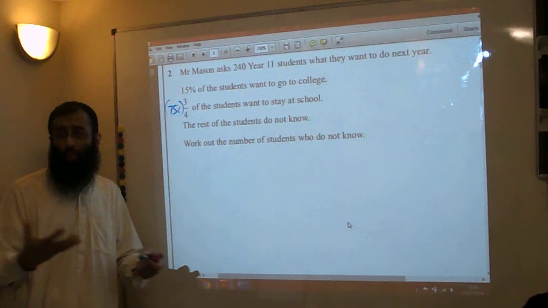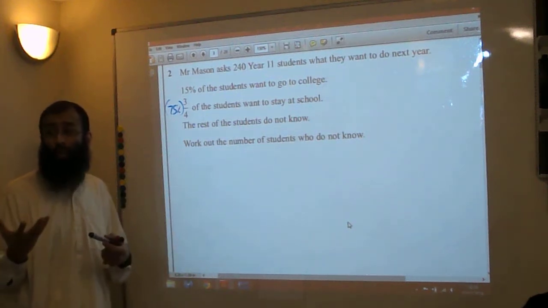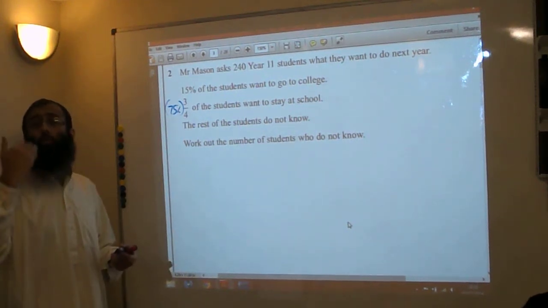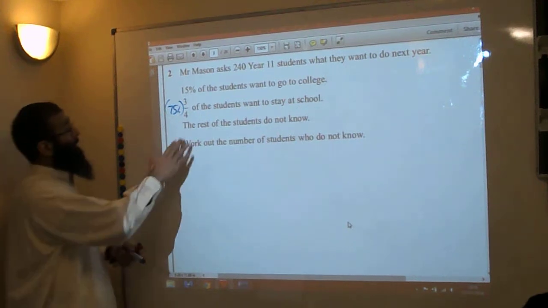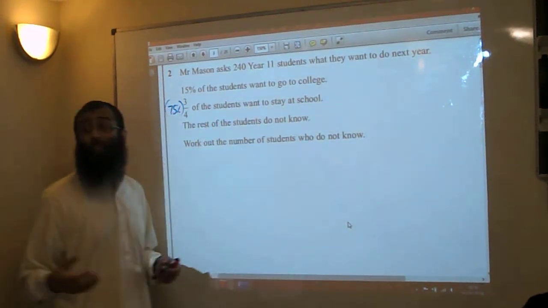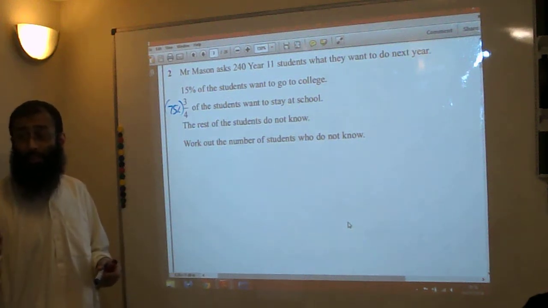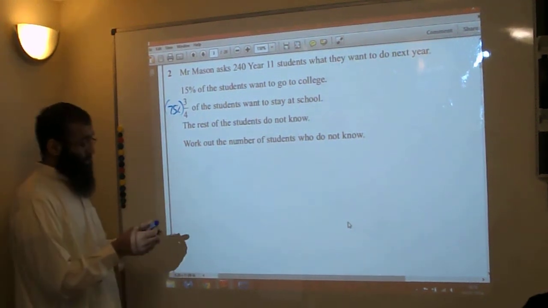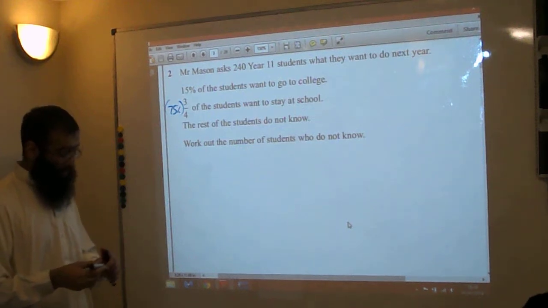So a quarter is a very popular value, we should know that it is 25%. So 3/4 will be triple that, 75%. The rest of the students do not know. Work out the number of students who do not know. Work out the number of students, not the percentage, not the fraction.